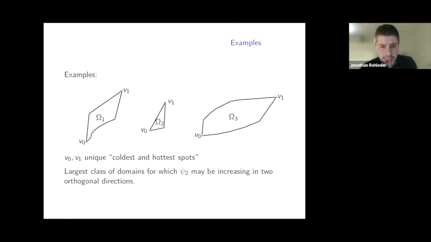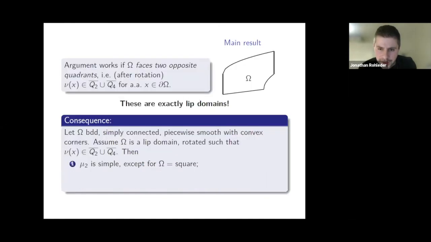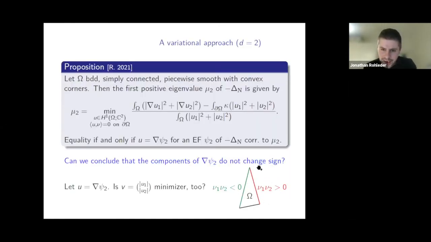I would like to point out that this is actually the largest class of domains for which one may expect at all that psi2 may be strictly increasing in two orthogonal directions, because the Neumann boundary condition would actually mean that the partial derivatives would not change sign on the boundary. And of course, as soon as one is in a situation as here, they necessarily have to change sign on the boundary somewhere, because here the components of the gradient have different signs, while here the components of the gradient have the same sign.